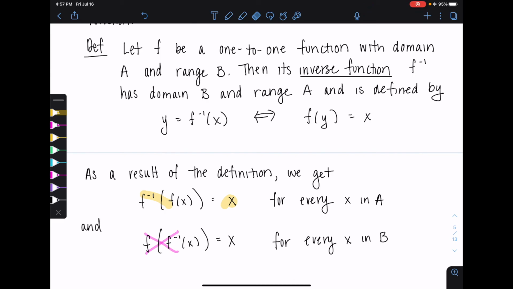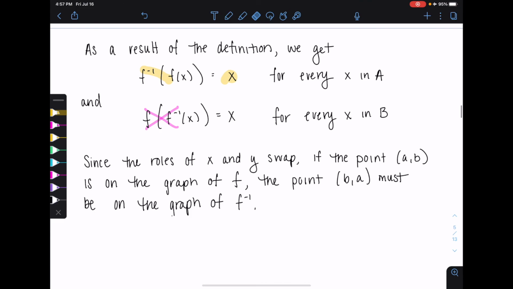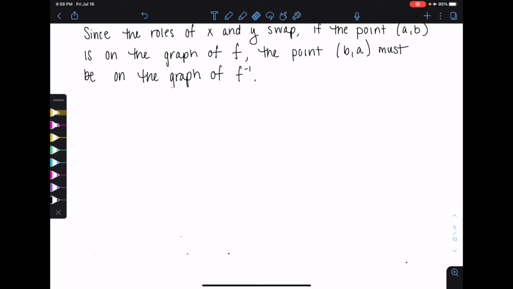Now, the other interesting thing, because these roles of x and y swap, if you have a point (a, b) on the graph of f, you switch x and y, so the point (b, a) has to be on the graph of the inverse. So let's try to detect how this ultimately alters the graph of our function, or how we can utilize the graph of the function to get the inverse.